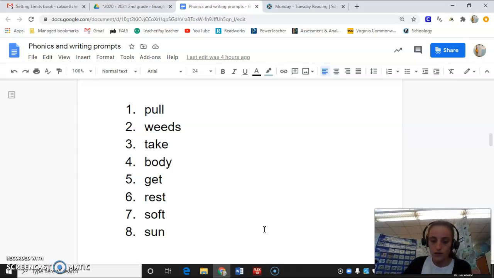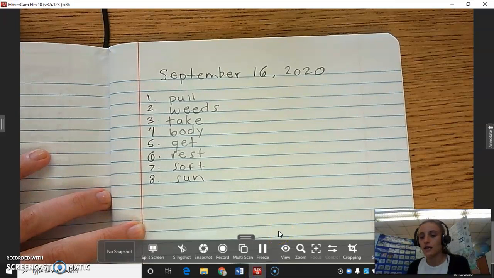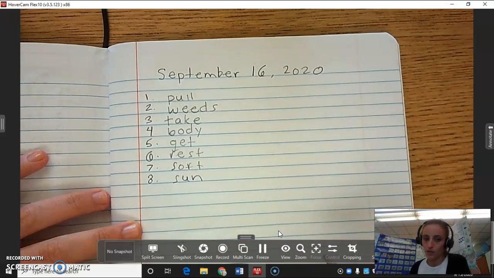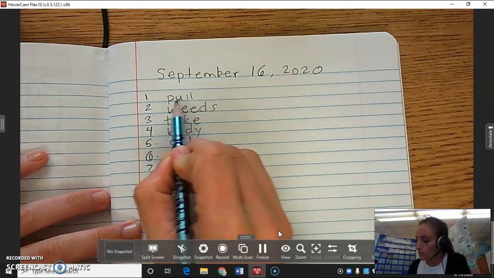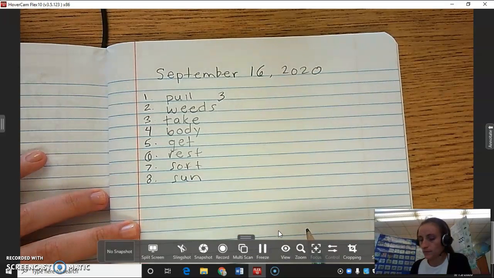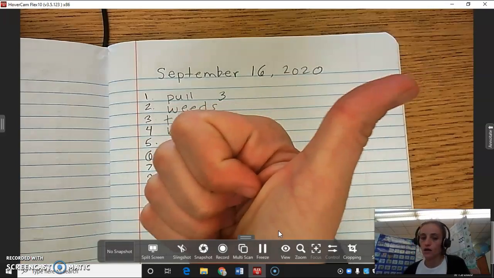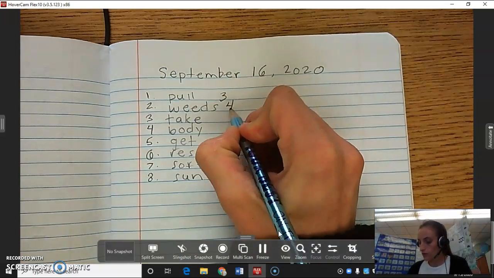sun. So last week, Monday, we were counting the sounds. Each word has a beginning, a middle, and an end. What's the beginning sound of pool? P. What's the middle sound of pool? Ooh. And what's the end sound of pool? Ooh. So that's 3 sounds. What about weeds? Let's count the sounds in weeds. W, eed, s. 4 sounds.